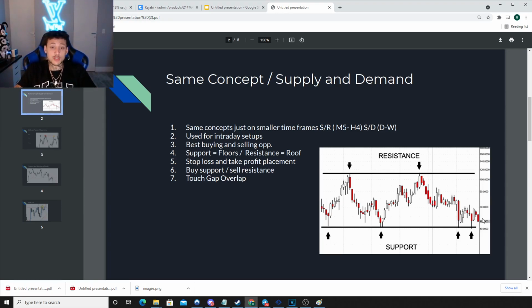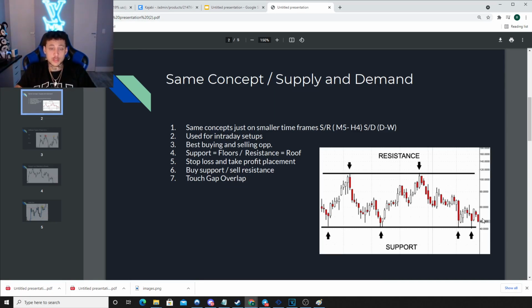Now, again, everything works in probabilities. Just because you buy at support doesn't mean that it will always 100% of the time reject it, right? Sometimes they may just break. Sometimes they may reject it a little bit and then break. Again, this is a game of probabilities. More importantly, trading isn't just technical analysis. It is managing risk.